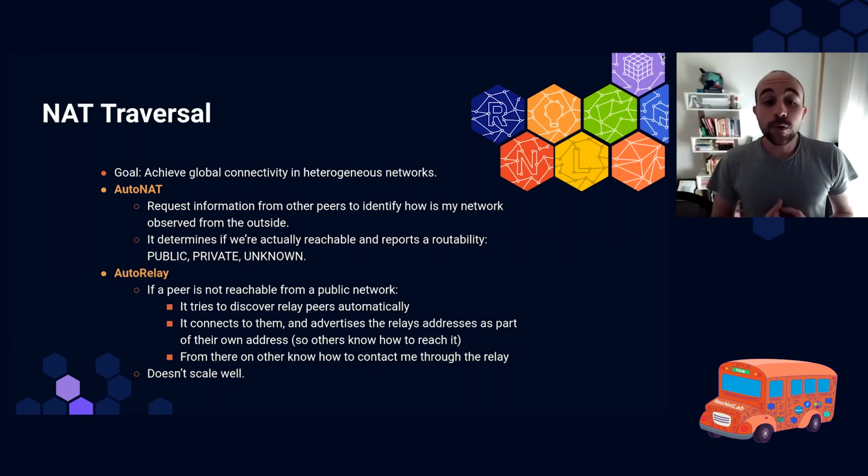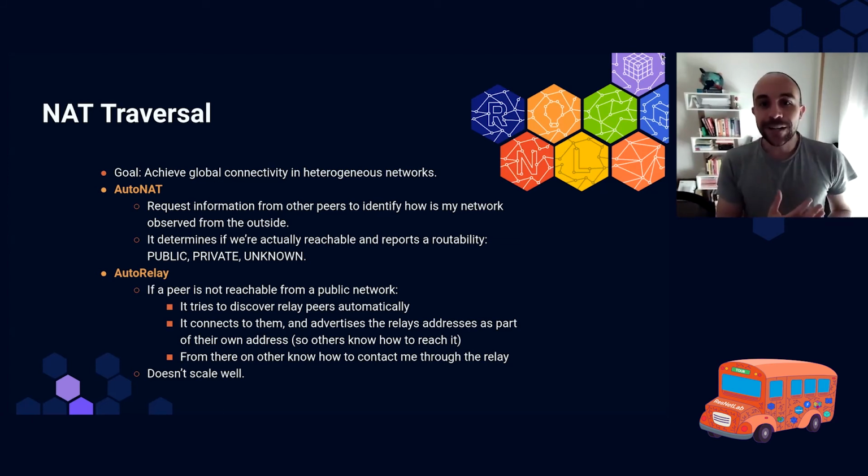In this way, we will be able to determine if we are reachable and with what specific address, so that when we announce our multi-address, we announce the multi-address that can be seen from public networks. So the result of AutoNAT can be that we are accessible from the public, that we are in a private network that others cannot reach, or that the other peer was unable to identify what my specific situation was. So this is AutoNAT.